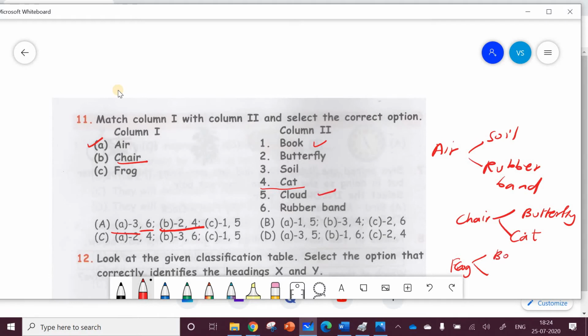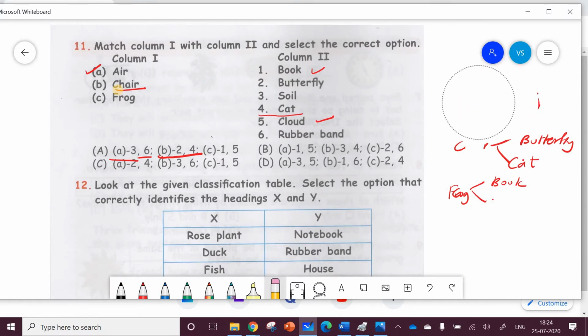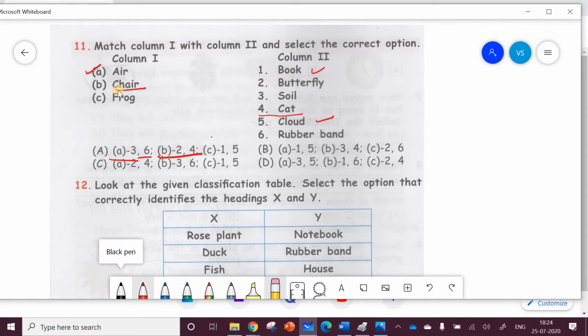Now when we talk about match, we are supposed to match it with the same category. So air and soil are natural things. Rubber band is not natural. So this match doesn't seem to be correct at all. We don't need to even go into the other options. So this answer is not the correct answer. We are going to first rub this. Just give me a second. Let me rub everything here. All right, coming back to our work.